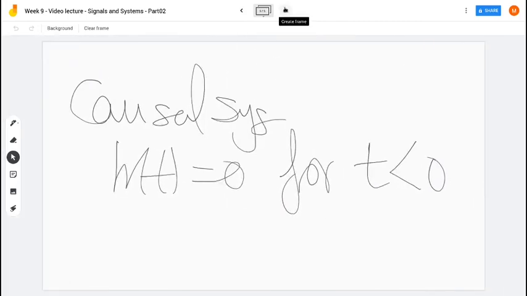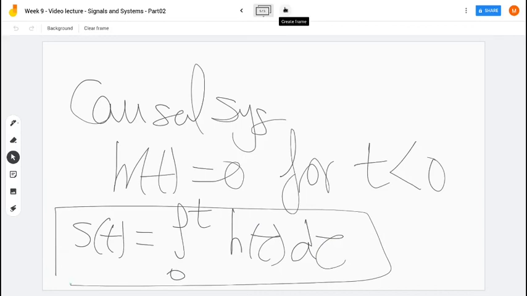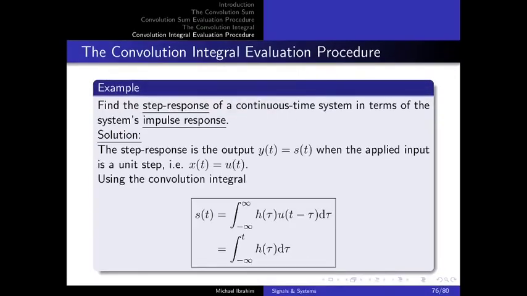So in this case, the step response would be the integration from 0 up to t of h of tau d tau. This is for the case of a causal system. So going back over here, the step response will be the integration from minus infinity up to t of h of tau d tau, as you have seen in the whiteboard. Step response is simply the output when the input applied is u of t.